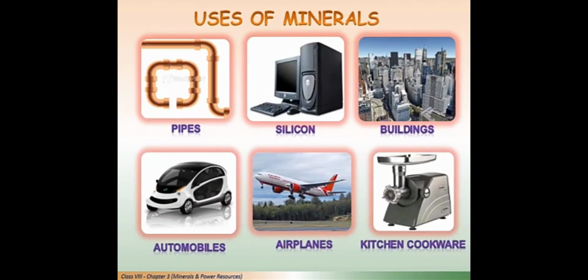Where are we using these minerals? In this diagram you can observe that gold, silver, etc. will be used in jewelries. Copper is used in coins, pipes, etc. Silicon and bauxite are used in computer industries. And aluminium is used in automobile industries, like to make aeroplanes, and in bottling industries, building industries, etc. These are the uses of minerals. We are using these minerals in various parts.